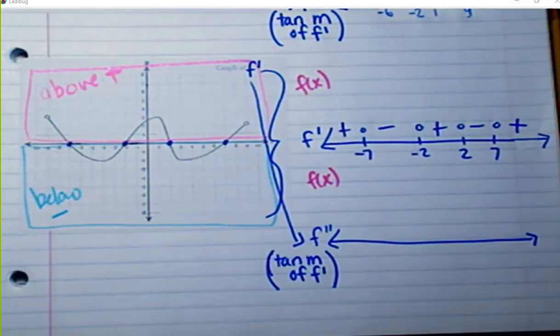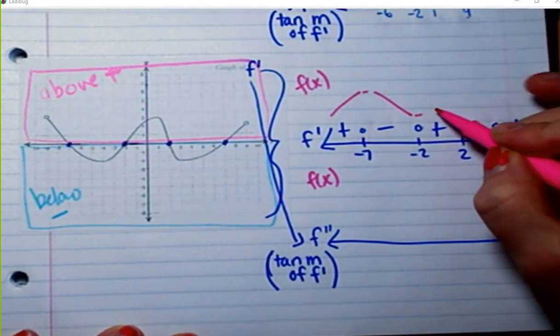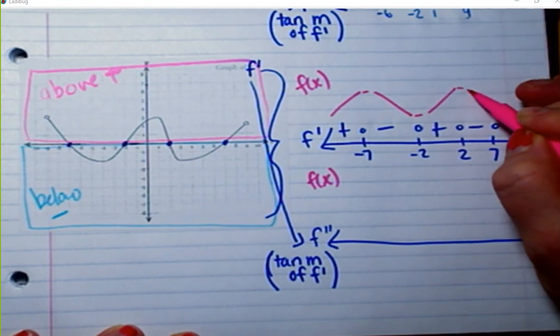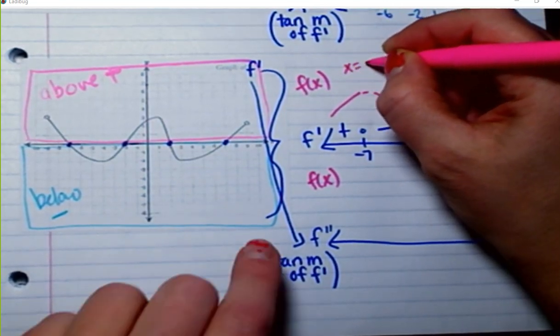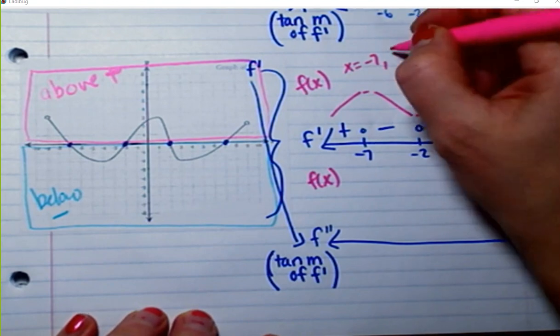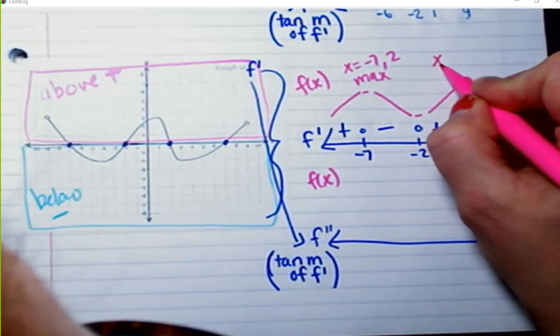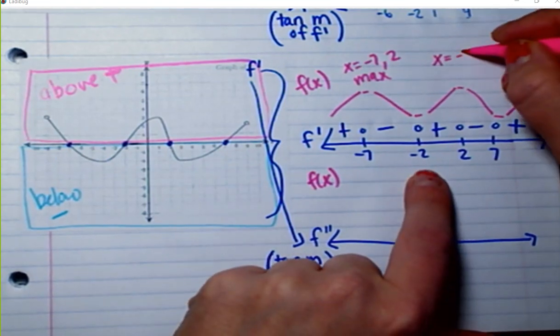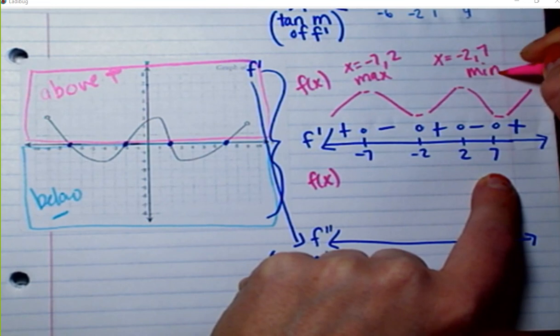What does f of x look like? It goes up, 0, down, 0, up, 0, down, 0, up. Whew, all right, I can see it. Sure makes analysis easier when you're looking at it. Negative 7 and 2 are the maxes. X equals negative 2 and 7 are the mins.